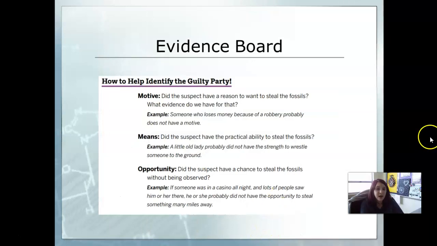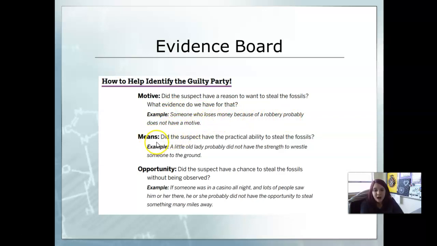This is an example of an evidence board to help identify the guilty party. So we have the motive, the means, and the opportunity. The motive: what did they do, or why did they want to do it? Did the suspect have a reason to want to steal the fossils? What evidence do we have for that? So, for example, someone who loses money because of a robbery probably does not have a motive.